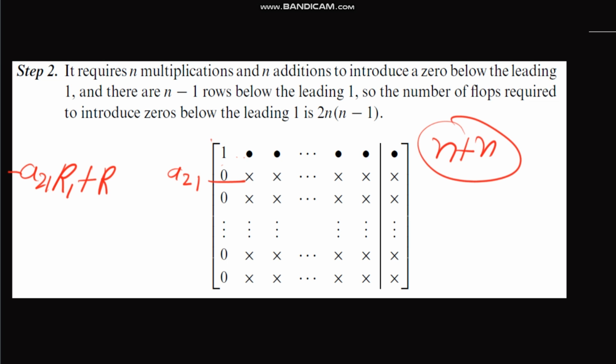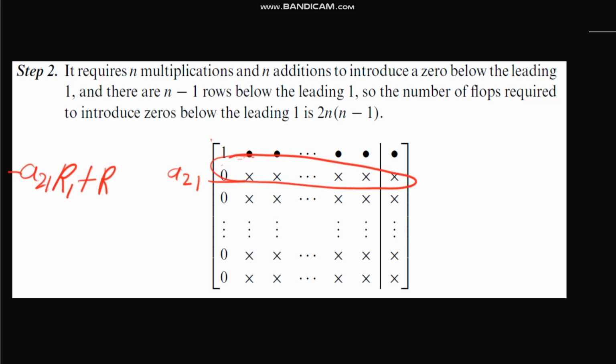In summary, how many floating point operations did we use to calculate this second row? We need 2n floating point operations: n for addition and n for multiplication. So we needed 2n floating point operations to do this, right?